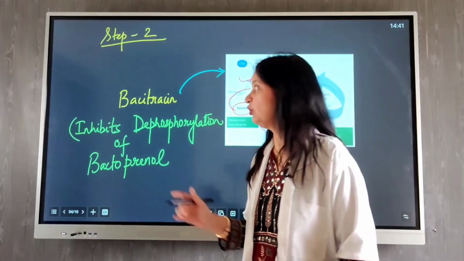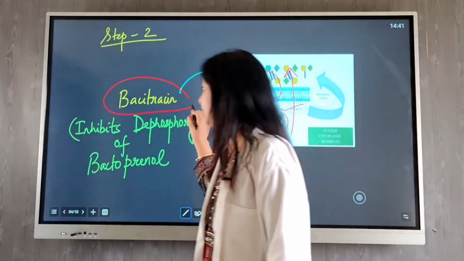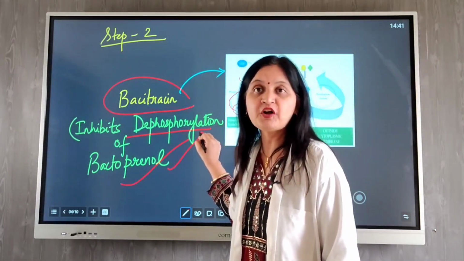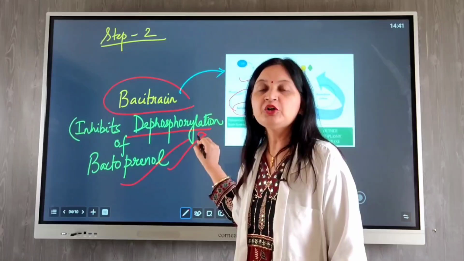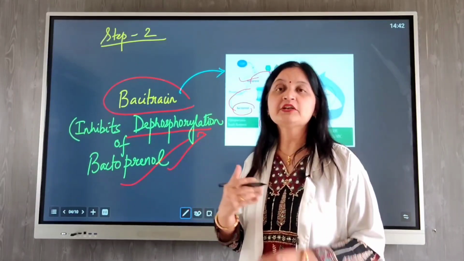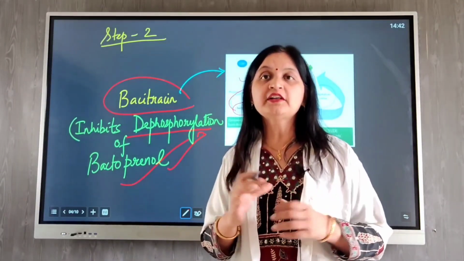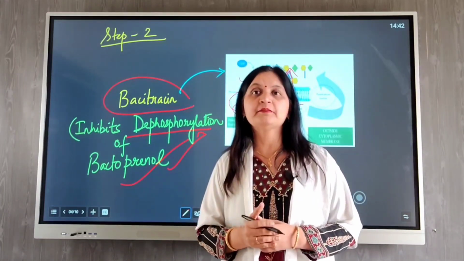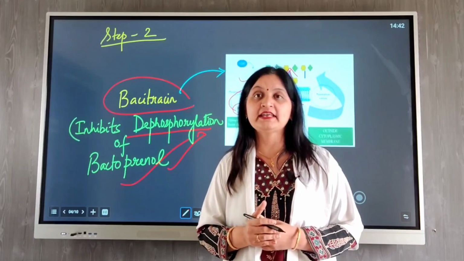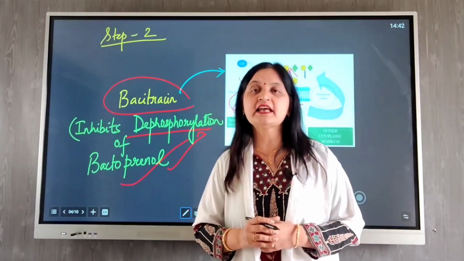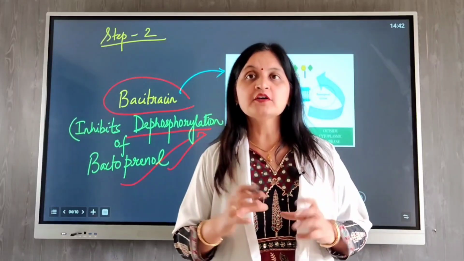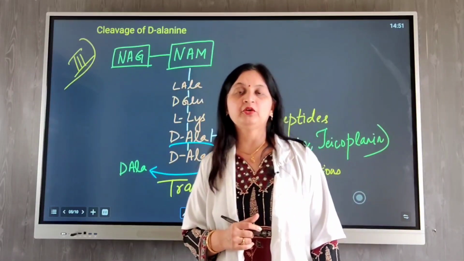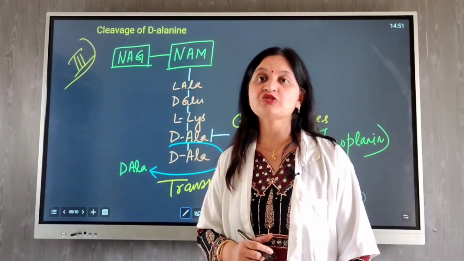There are antibiotics known as bacitracin and cycloserine which inhibit dephosphorylation of bactoprenol. Since dephosphorylation is inhibited, bactoprenol is not available for subsequent rounds of transport. It is not available for transporting peptidoglycan monomers to the site of polymerization. So the polymerization of peptidoglycan is affected, and in this way the cell wall weakens because of decreased peptidoglycan synthesis. The next step in the synthesis of peptidoglycan is the transpeptidation reaction or cross-bridging.